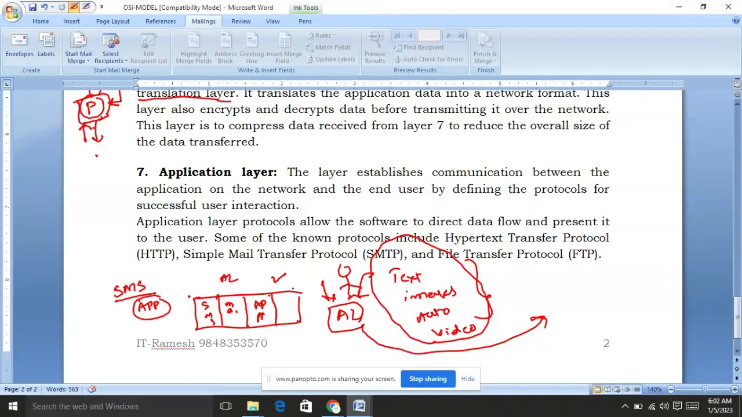So the application layer accepts the user data and then transfers it to the presentation layer to convert it into the network understandable form. Otherwise, at the receiver side, it takes the network understandable form of the data from the presentation layer and presents it to the user. So the user can interact with the application layer. This is about the OSI reference model.